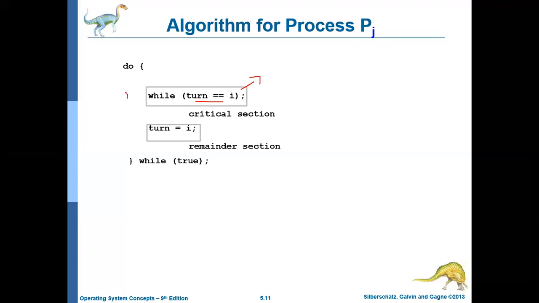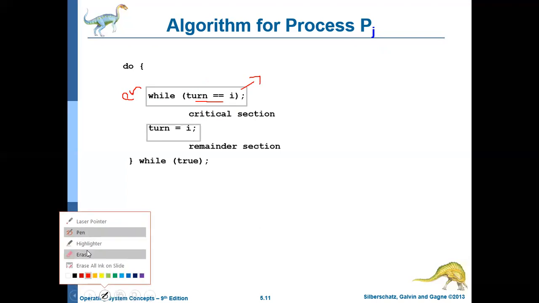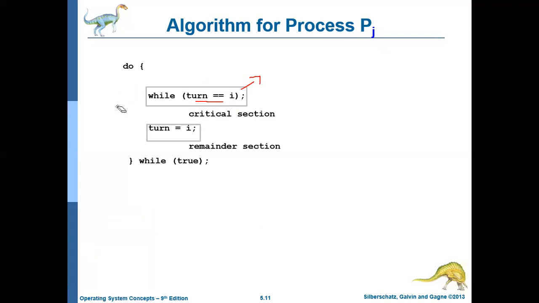So this is the entry section. Here process j checks whether it is i's turn or not. If it is i's turn, then it won't enter into the critical section. If it is not i's turn, in this case there are only two processes, i and j, so obviously it is j's turn. So it will enter and execute the critical section.